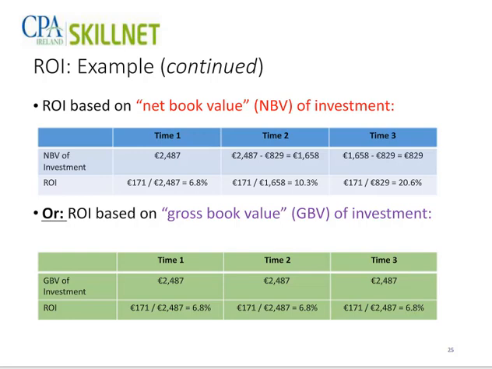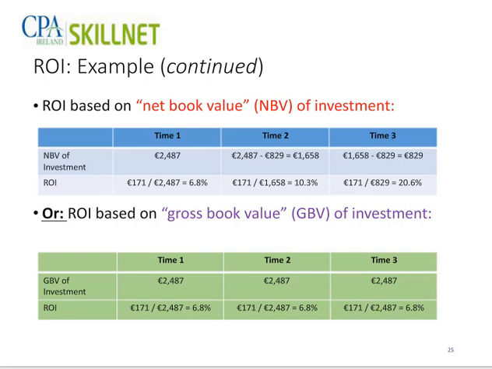Now return on investment can be worked out on either of 2 bases, so I've shown both of them here. The first one, using the table in blue, is the case where return on investment is found by taking the profit and dividing it by the net book value of the investment at the beginning of each of the financial years. So at the beginning of the first year, for example, the asset has just been acquired, it hasn't been depreciated yet, and therefore its book value is 2,487, the cost of acquisition. So if we divide the profit by the net book value, then in the first year the return on investment is 6.8%.